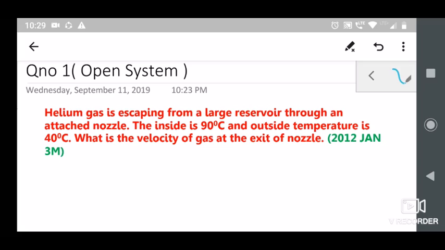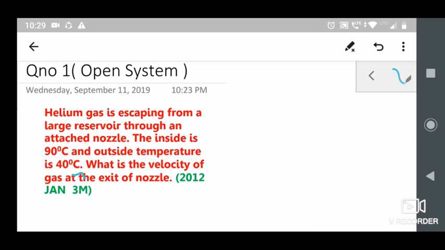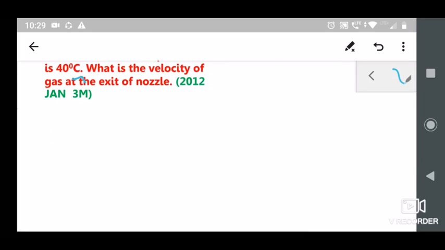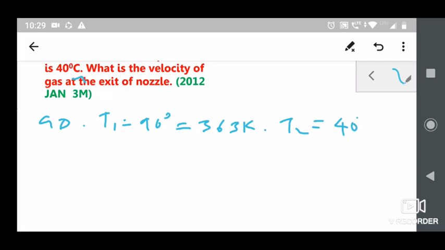Given data: T1 is 90 degrees centigrade, which is equal to 363 Kelvin, and T2 is 40 degrees centigrade, which is equal to 313 Kelvin.